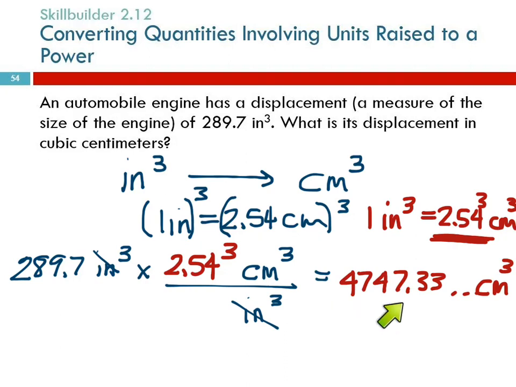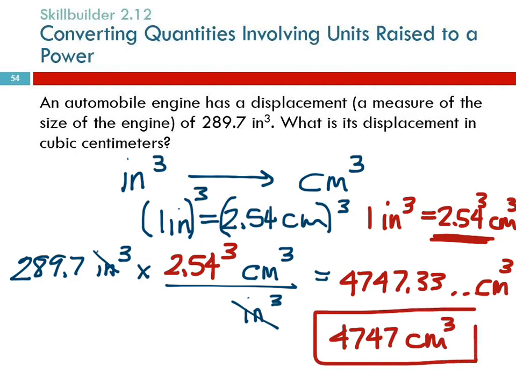So this should have 4 significant figures. So we'll record this as 4747 cubic inches. Because we're going to drop this 3, it's less than 5, and so we round down.